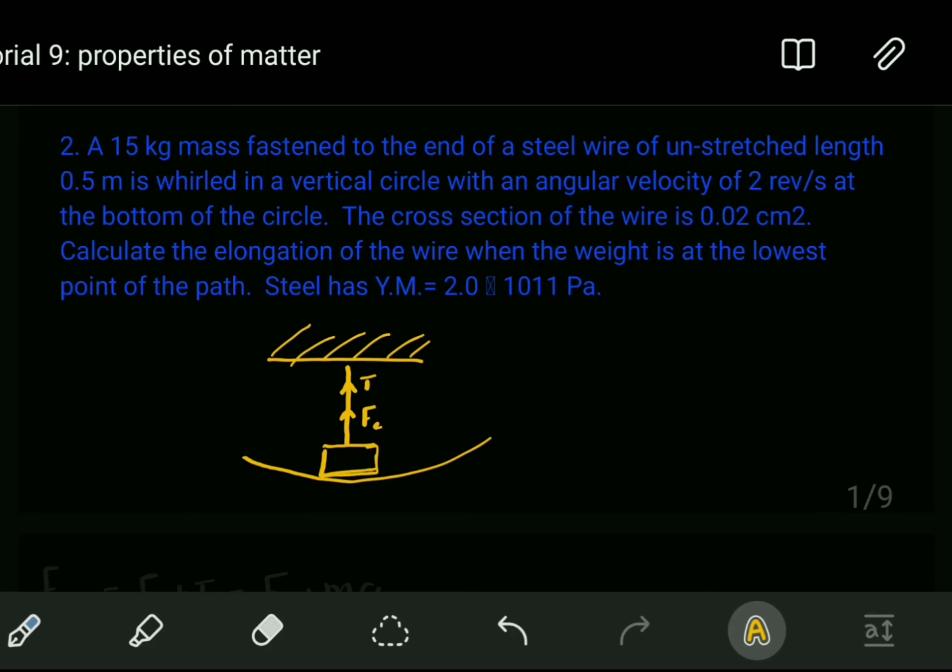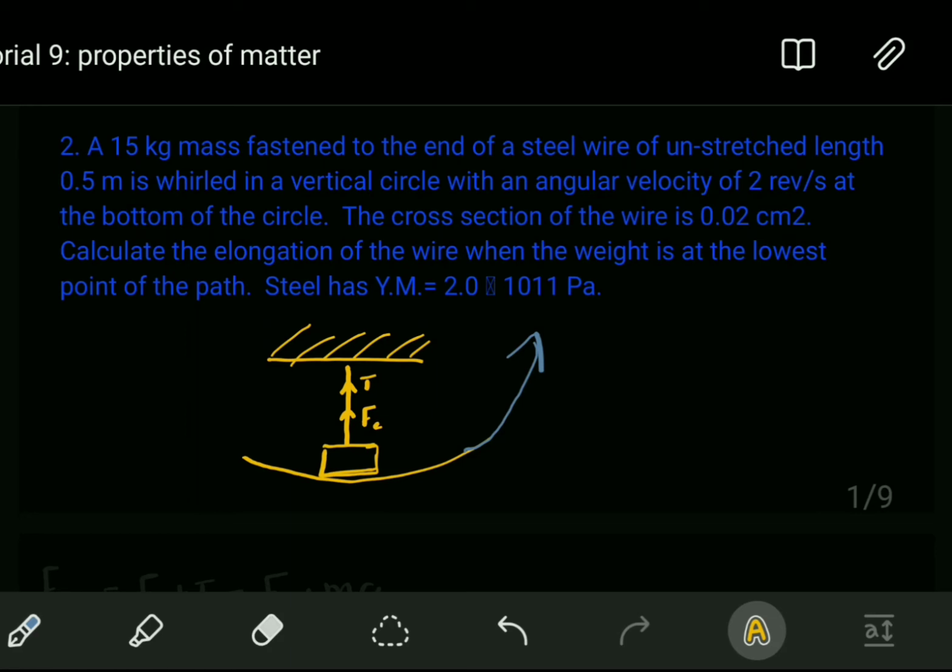Okay, we have this mass which is fastened to a string and it's being whirled in a vertical circle. The circle being this direction like that. So now we want to find the elongation, or rather the extension, of this wire when the mass reaches the lowest point of this path.